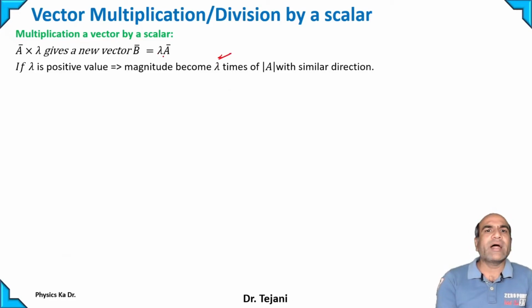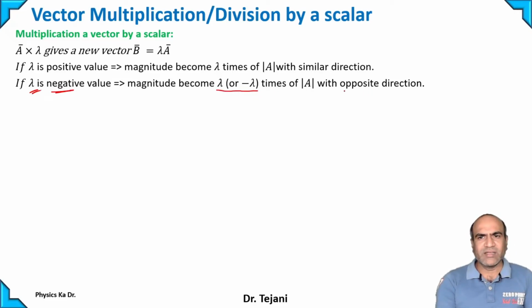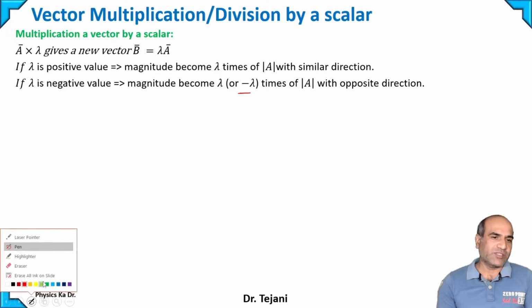So it becomes lambda times a bar in the similar direction. Direction is not changed with a scalar quantity. And if lambda is a negative value, then lambda becomes negative. Or you can consider the opposite direction. Both cannot be considered. Either you consider lambda as negative or consider the direction as opposite. Otherwise, this minus sign automatically specifies that the direction is opposite.